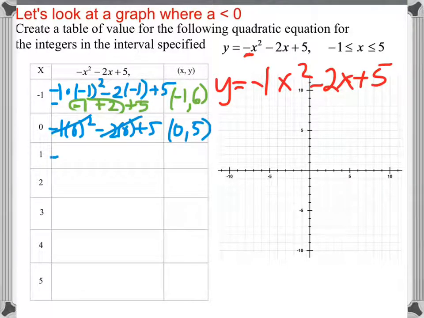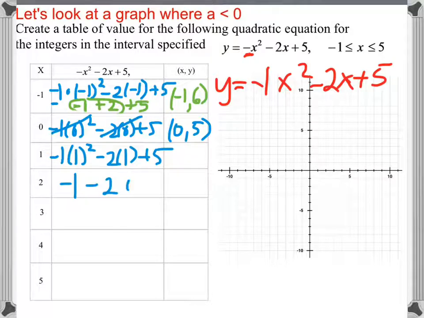Let's try to put 1 in. Negative 1 times 1 squared minus 2 times 1 plus 5. Well, the first thing is 1 squared is 1, times negative 1 is negative 1, minus 2 plus 5. This is going to be negative 3 plus 5, which ends up being positive 2. So I have 1, 2. Now I'm going to pause the video and fill in the rest of this table.